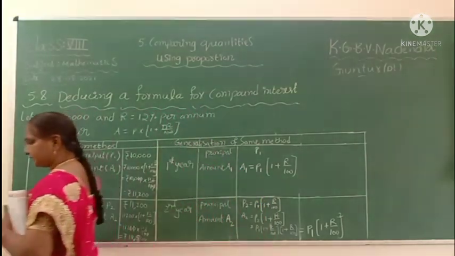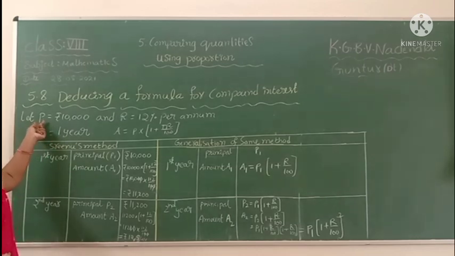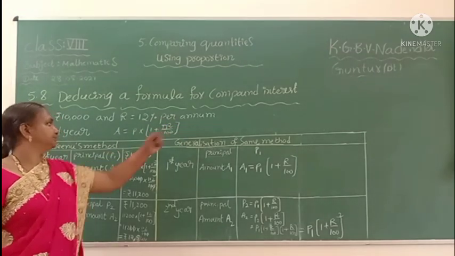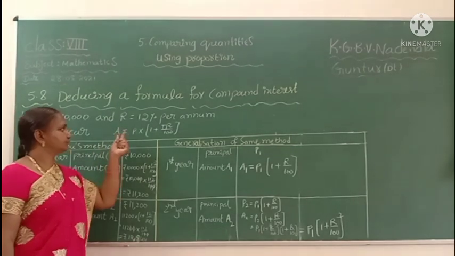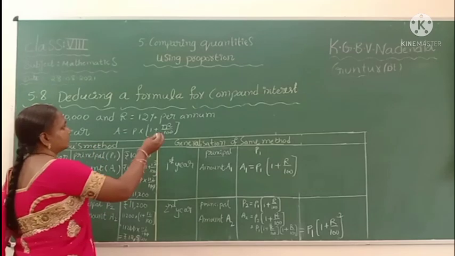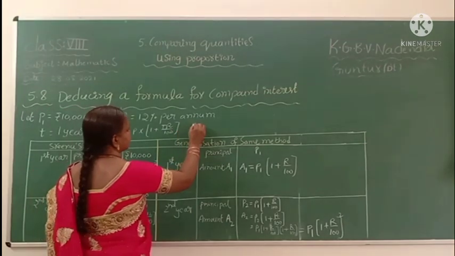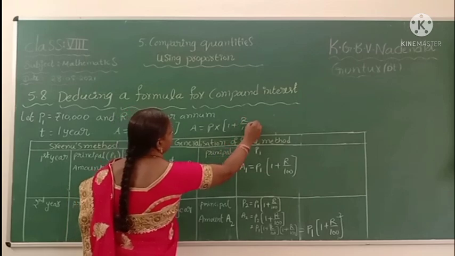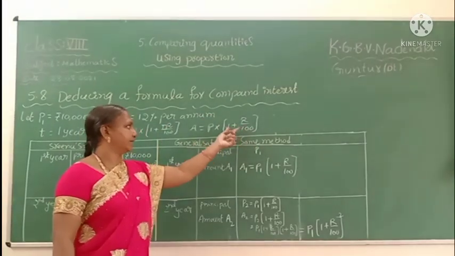For that, I take the principal amount 10,000 rupees and rate of interest 12% per annum, time 1 year. We know the formula for amount, that is equal to P into 1 plus R by 100 per annum. That means time is equal to 1 year. We also write A is equal to P into 1 plus R by 100, because here time is equal to 1 year.